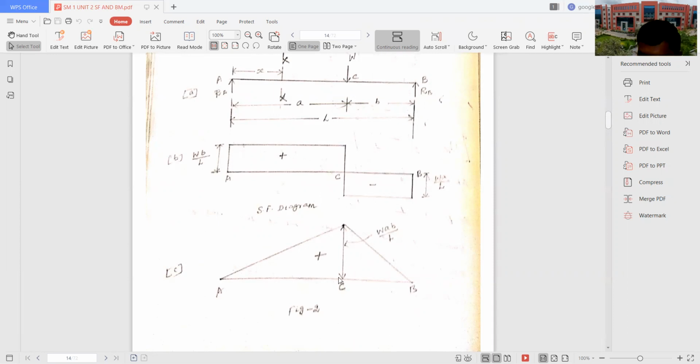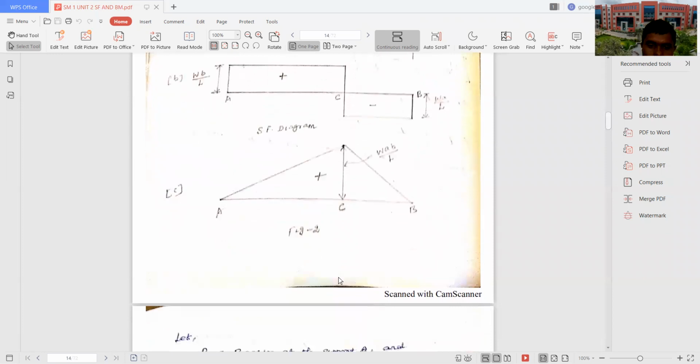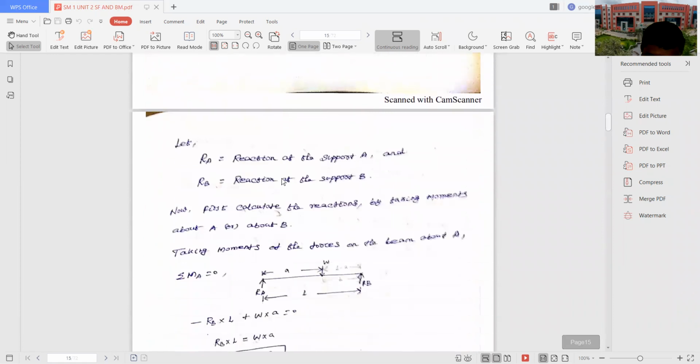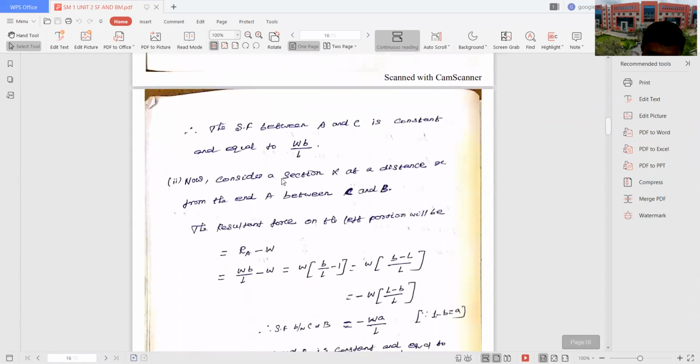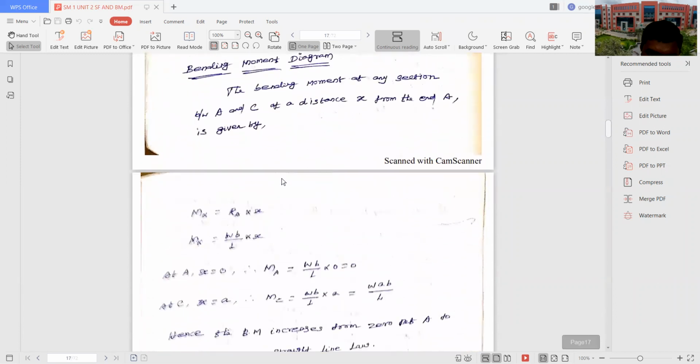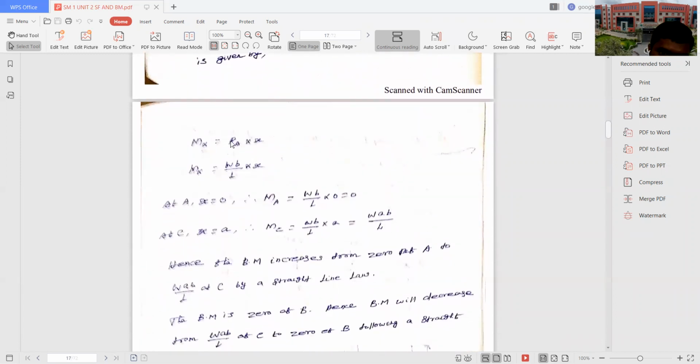Similarly, bending moment diagram if you want. So as usual, you have to take the section between A and C and moment of x equal to RA into that x value. So if you substitute x value at A, x equal to 0, so obviously the bending moment value is 0. Here you can see moment RA into x. So RA is WB by L into x. So Mx equal to WB by L into x. Linear equation you will get.